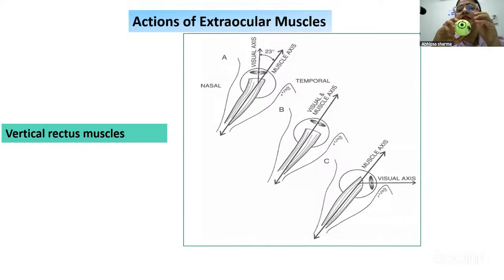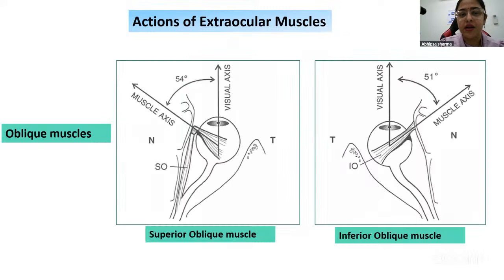So whenever this visual axis and the muscle axis coincide, that is, when the eye gets abducted, at that time the superior rectus will cause maximum elevation. And the similar thing goes for the inferior rectus also. It also makes an angle of 23 degrees with the visual axis. And whenever it contracts, it will cause excycloduction, depression, and adduction. So this is how the actions of the vertical rectus muscles are explained.